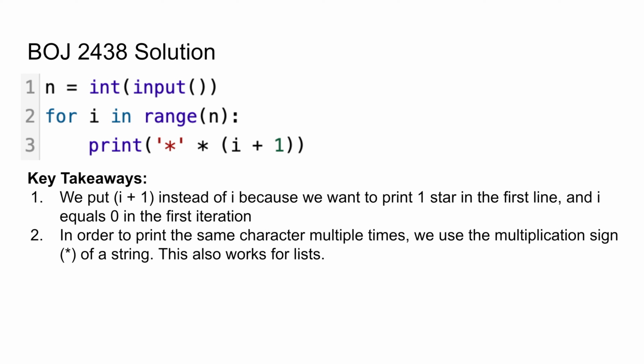So there are two key takeaways for this problem. First, we put i plus 1 instead of i because we want to print 1 star in the first line and i equals 0 initially in the first iteration. And second, in order to print the same character multiple times, we use the multiplication sign or asterisk on a string, and this also works for lists.